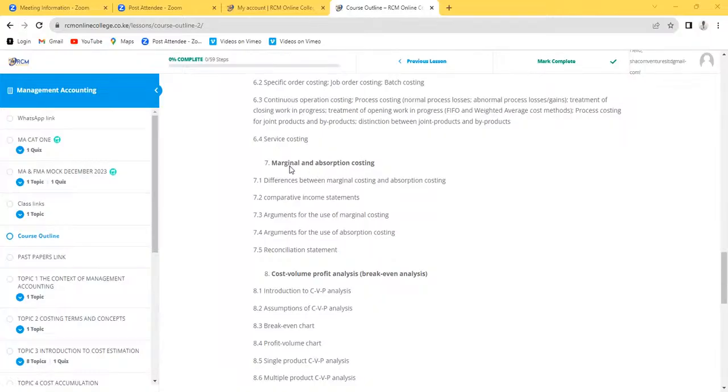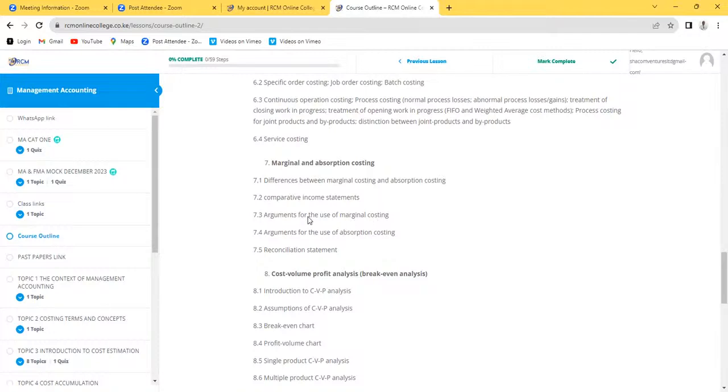When you come to your course outline, it is not there. We only have arguments for the use or the benefits of using marginal costing. But now if you get to the question, they are telling you to give the disadvantages, limitations, or arguments against the use of marginal costing.